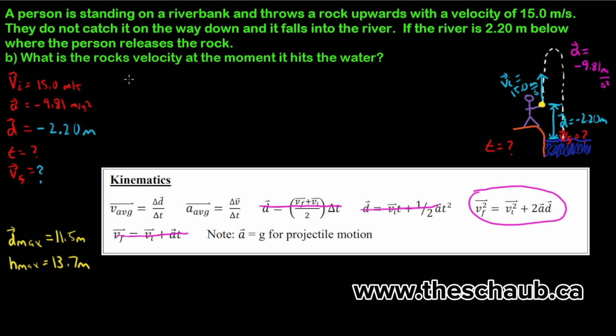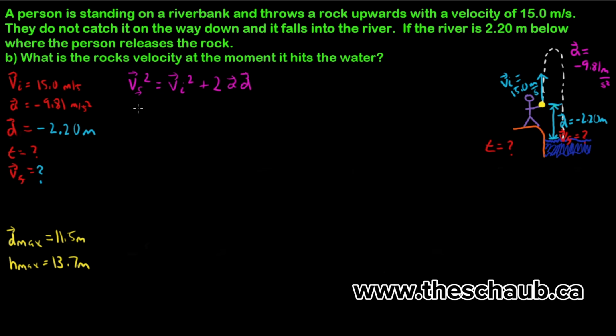We'll write it up top here. VF squared is equal to VI squared plus 2 multiplied by the acceleration multiplied by the displacement. We're ready to add some numbers. VF is what we're looking for, so VF squared is equal to VI squared, which is 15 meters per second, and this is squared, plus 2 multiplied by the value of gravity, which is negative 9.81 meters per second squared, multiplied by the displacement, which is negative 2.20 meters.